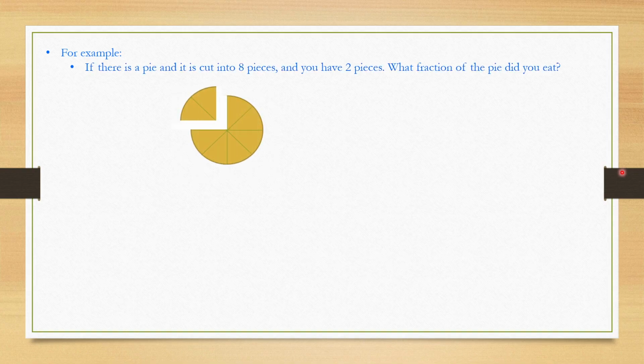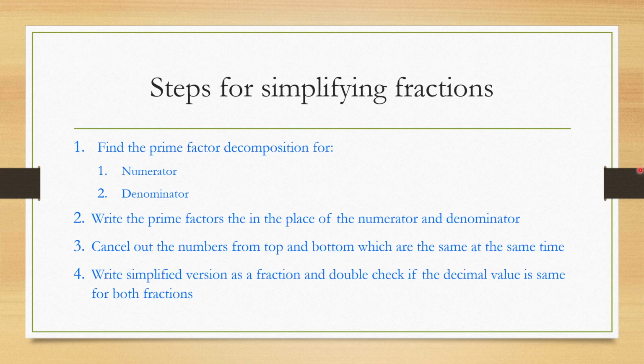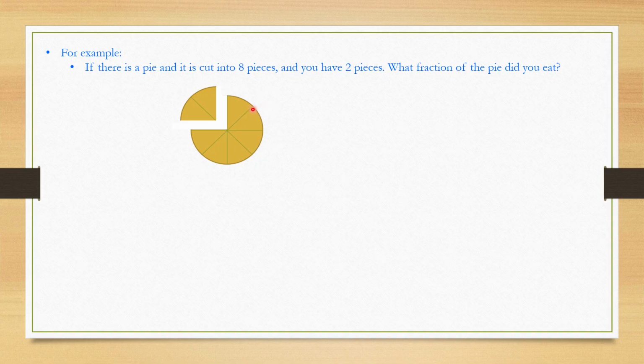So here's a pie. Here you have 8 pieces in total, and you took out 2 of those pieces. So what is the fraction that you actually ate? The fraction you actually ate is 2/8.